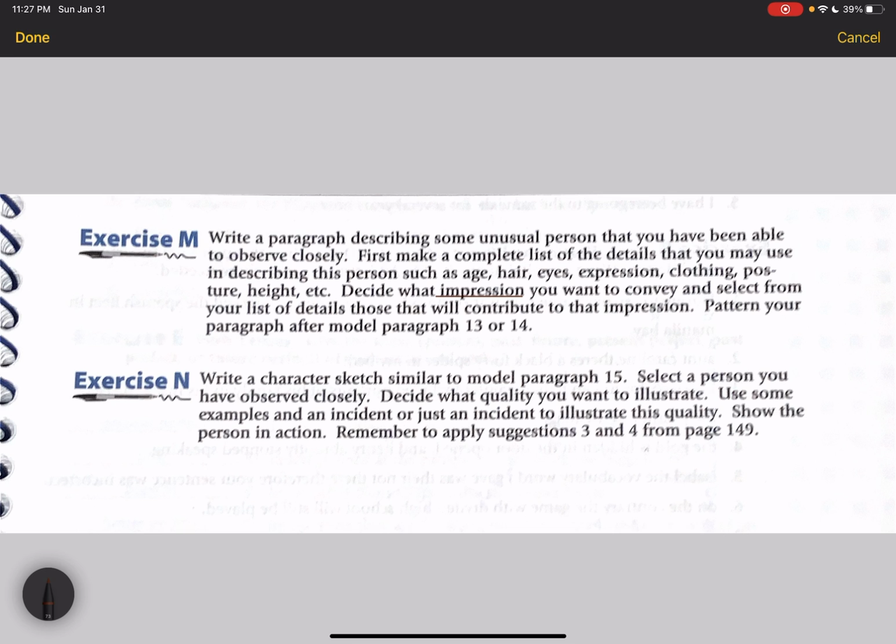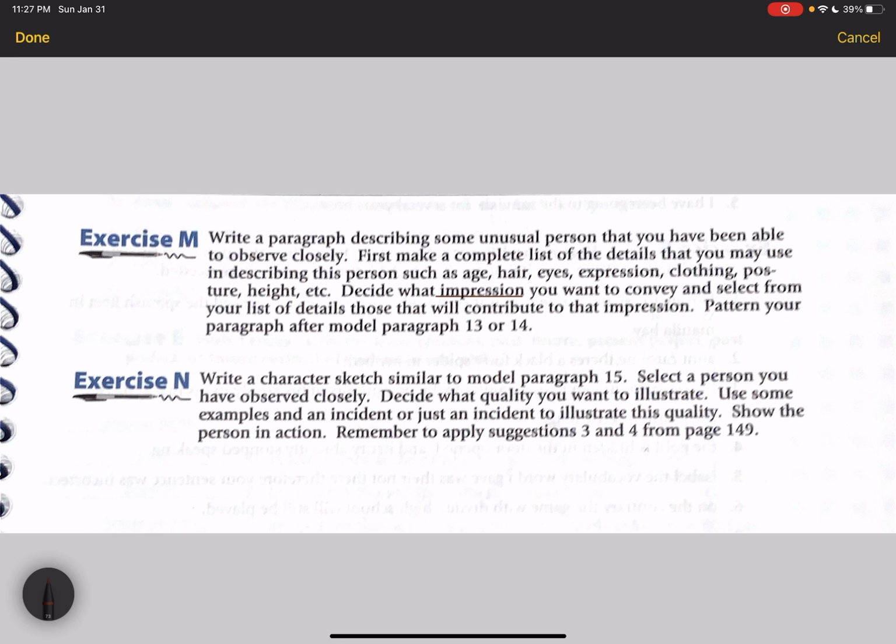The other option you could choose is exercise N. Write a character sketch similar to model paragraph 15. Select a person you have observed closely. Decide what quality you want to illustrate. Use some examples and an incident or just an incident to illustrate this quality. Show the person in action. Remember to apply suggestions 3 and 4 from page 149.